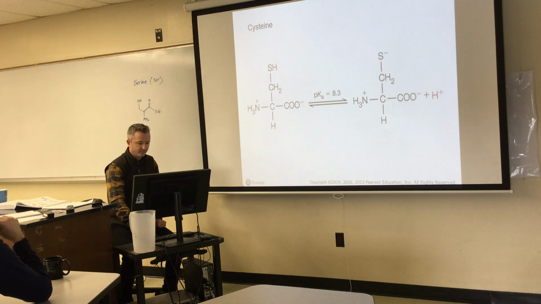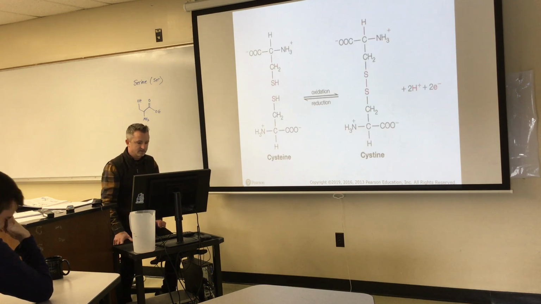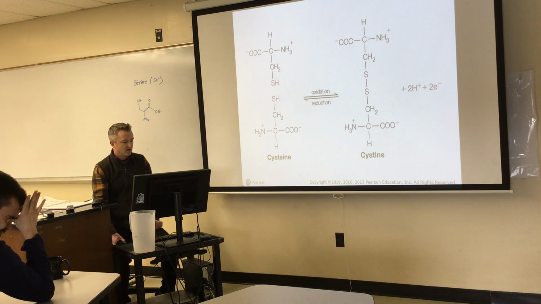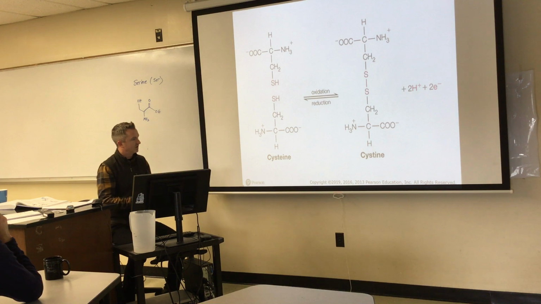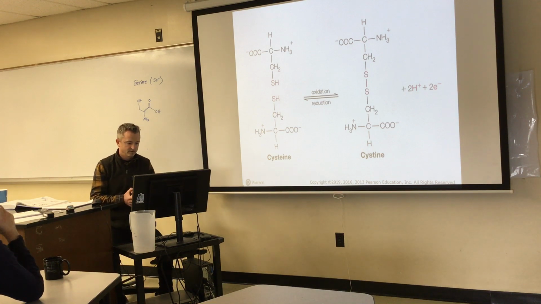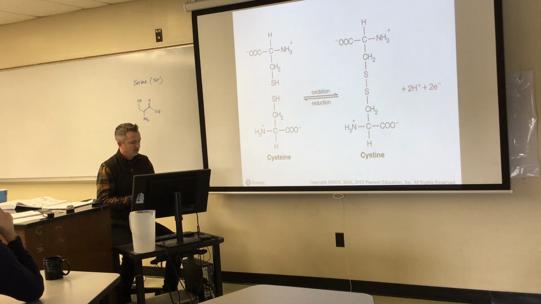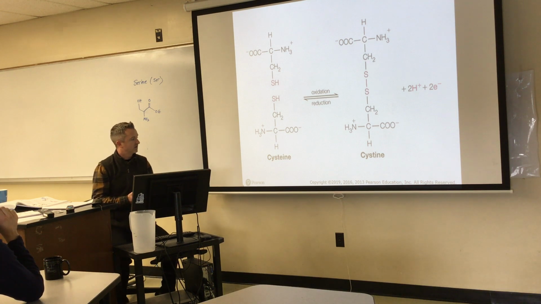That's right. This happens through a process of oxidation. So when you have cysteine and you oxidize it, you end up with the disulfide bridges, and then you can reduce it and make cysteine back in its reduced form.